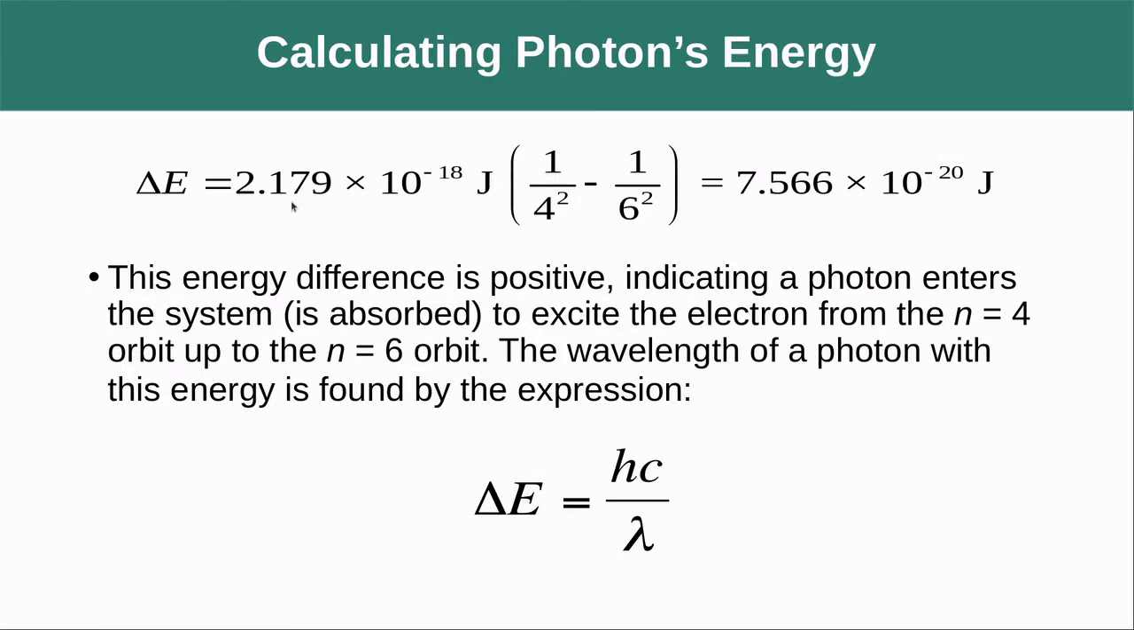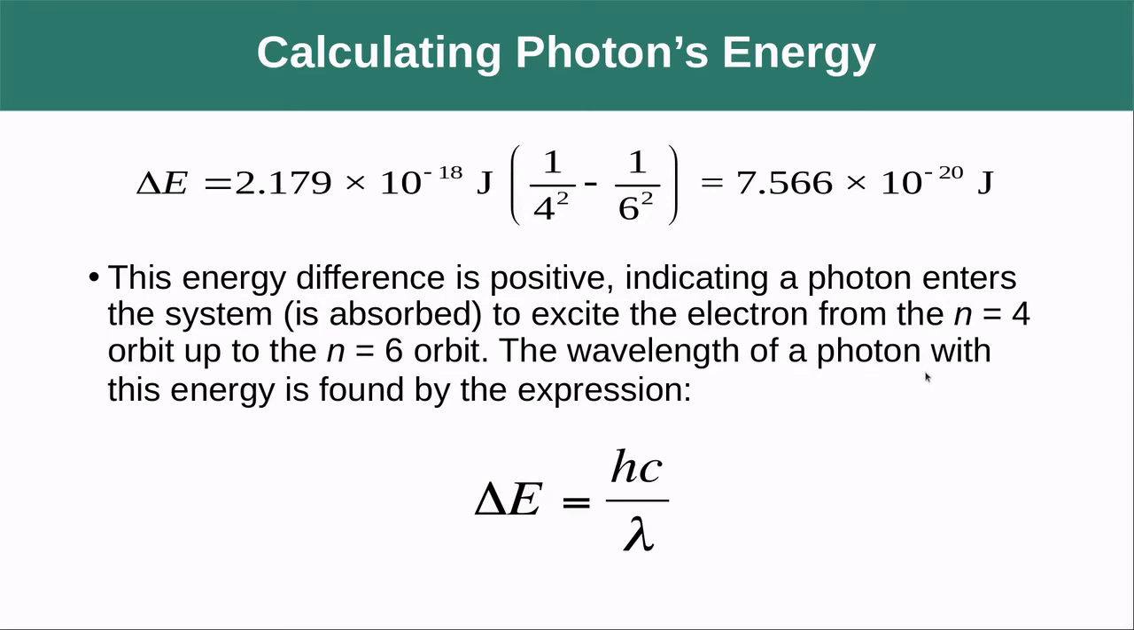Plugging in this value, we get the K value times 1 over 4 squared, 1/16, minus 1 over 6 squared, 1/36. We see that this is going to be a positive value, and we wind up getting 7.566 times 10 to the negative 20 joules. This energy difference is positive, indicating that the photon enters the system to excite the electron from the n equals 4 orbit up to the n equals 6 orbit.